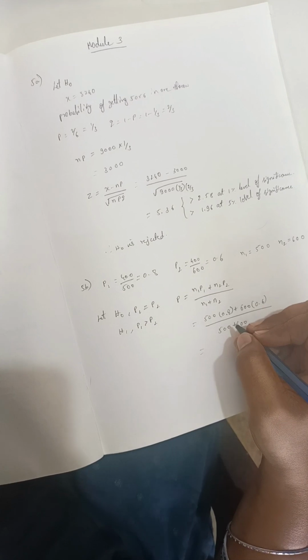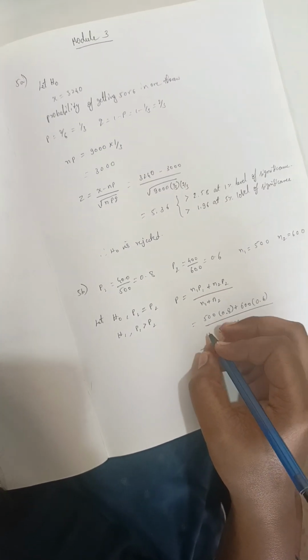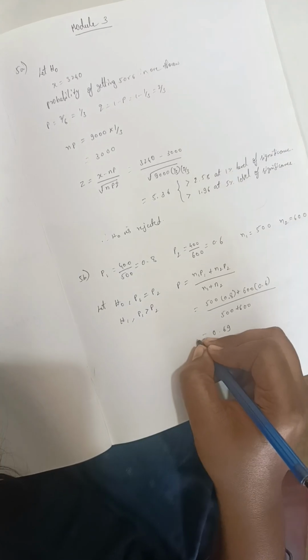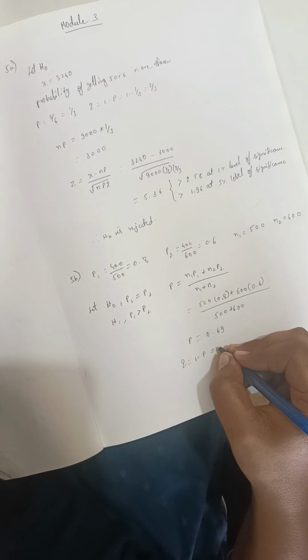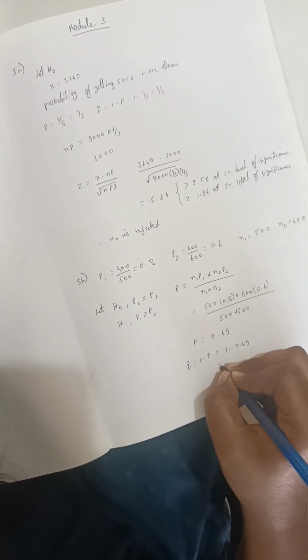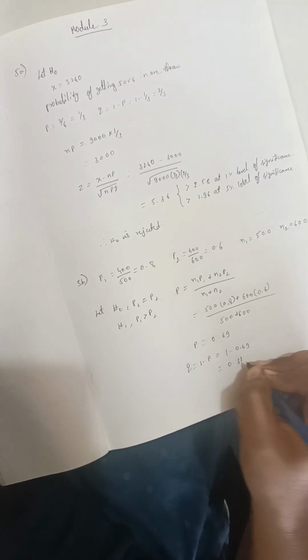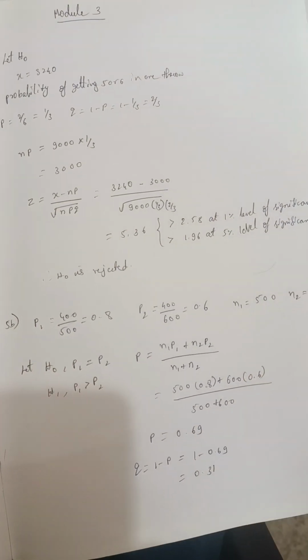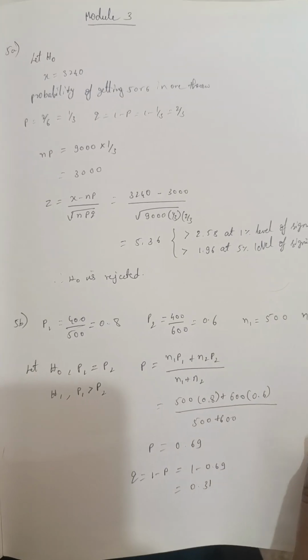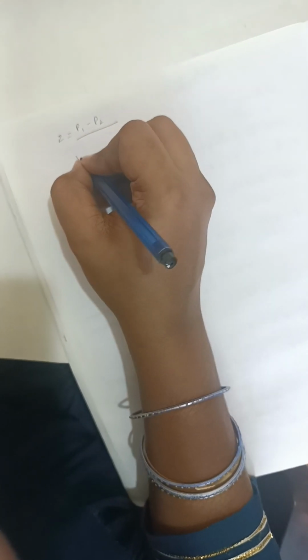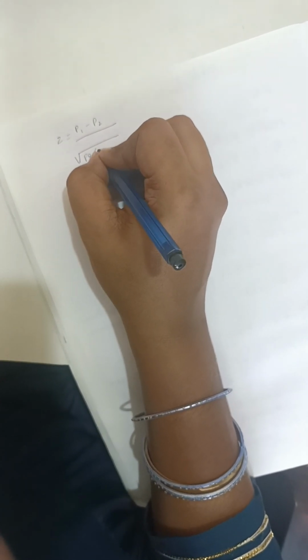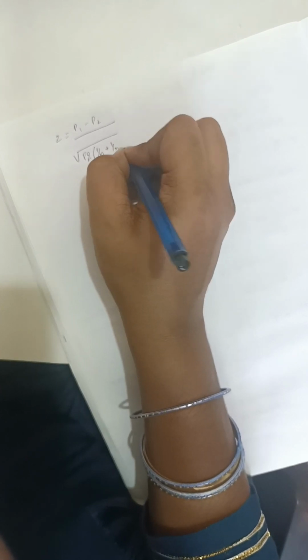From calculation we get 0.69. Q is 1 minus P. Therefore, we get 1 minus 0.69 is equal to 0.31. Then from the formula book, we take Z is equal to P1 minus P2 divided by square root of PQ into 1 by N1 plus 1 by N2.